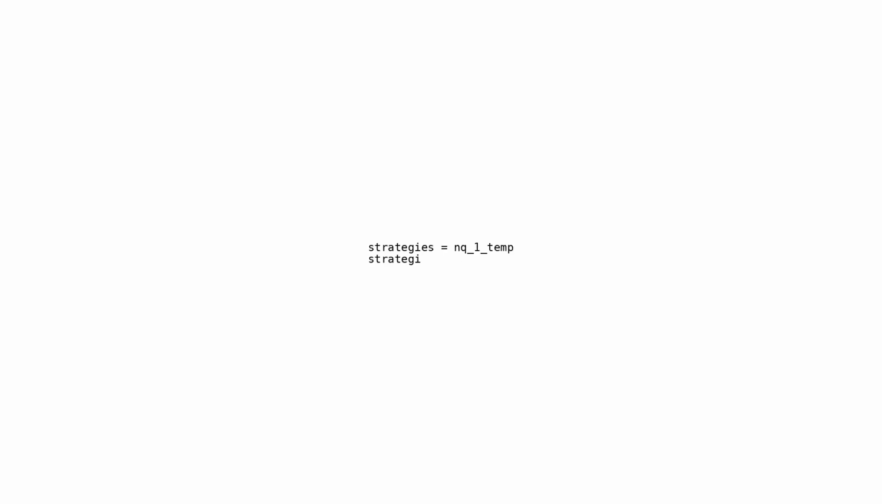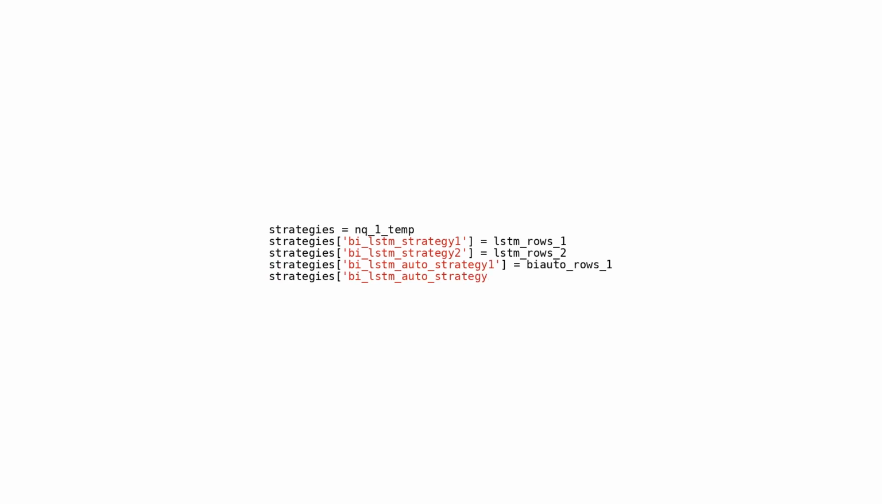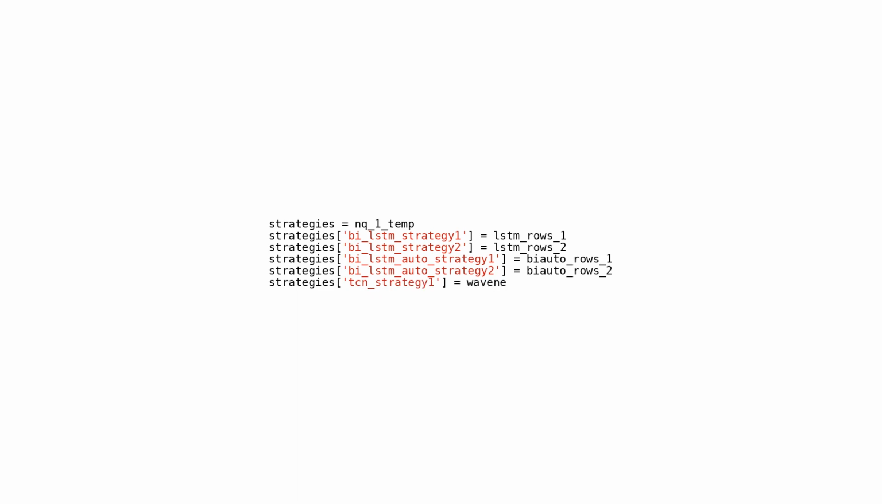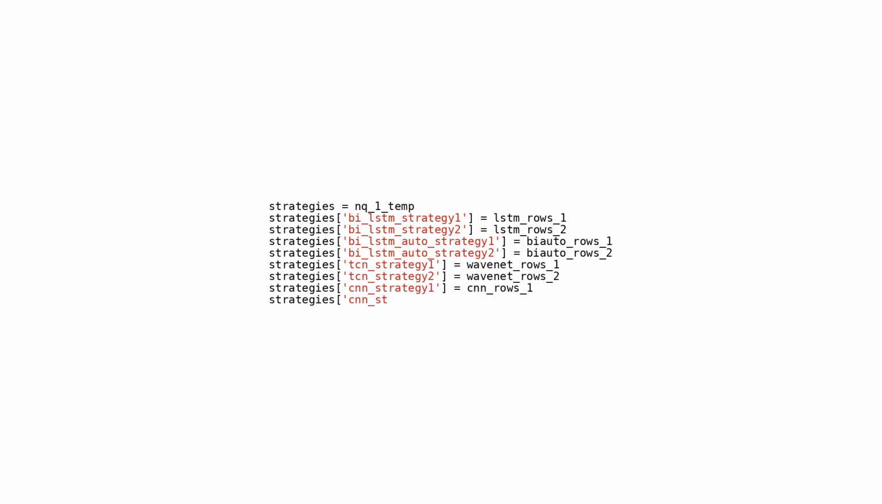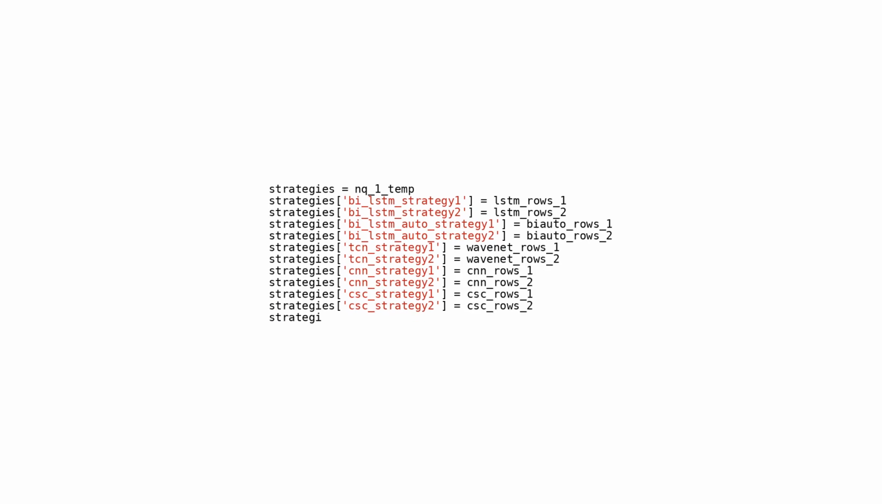The code creates a dictionary called strategies with an initial value of IncoNetTemp. It then assigns new key value pairs to the dictionary, with each key representing a specific strategy and its associated variable containing relevant data or results. These keys may correspond to different algorithmic trading strategies or machine learning models, while the values may include outcomes, configurations, or datasets related to each strategy.